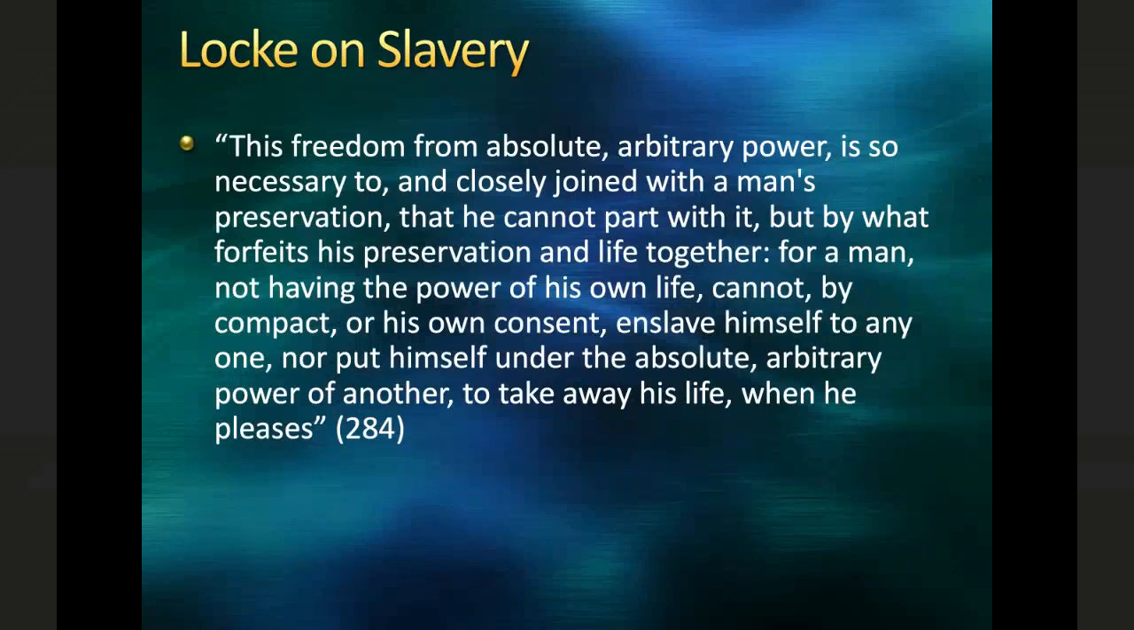That no one can willingly consent into slavery because it violates the laws of nature. There's no such thing as natural slavery for Locke, because we have natural equality, and you cannot consent to put yourself in the position of a slave according to this theory.